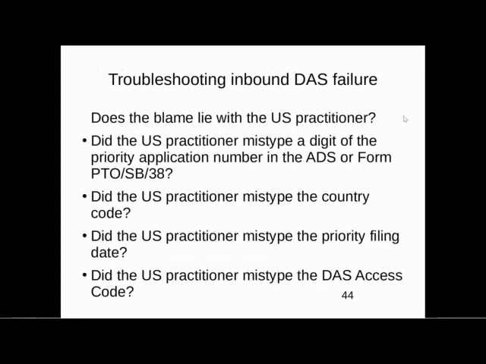When something goes wrong with getting a certified copy into the U.S. Patent Office, what is the list of all the things that could have gone wrong? Well, a U.S. practitioner could have gotten a digit wrong in the application number in the ADS or the Form SB38. The U.S. practitioner could have gotten the country code wrong. They could have typed GE when they were trying to say Germany, but of course Germany is DE. The U.S. practitioner could have gotten the filing date wrong. It was May 4th, and they put down 5/4, which means April 5th. The U.S. practitioner could have gotten the DAS access code wrong.